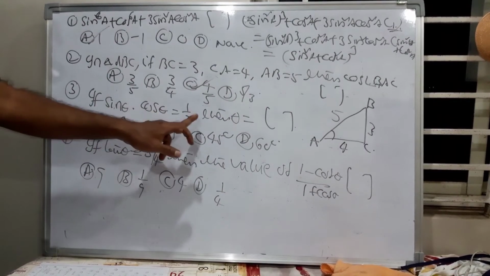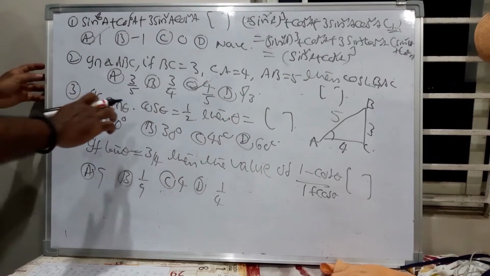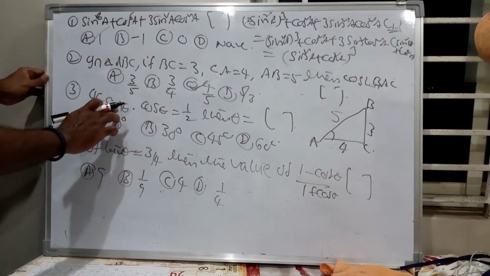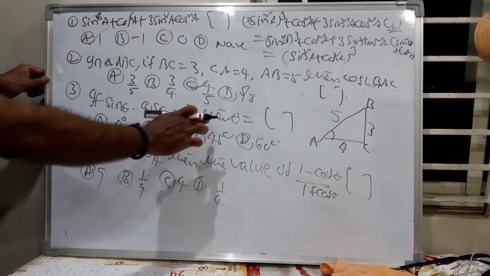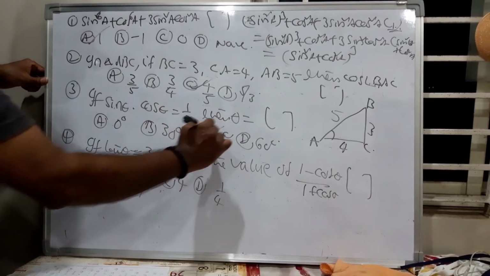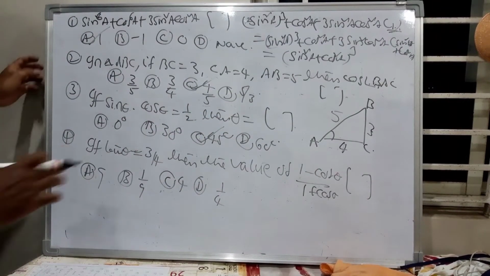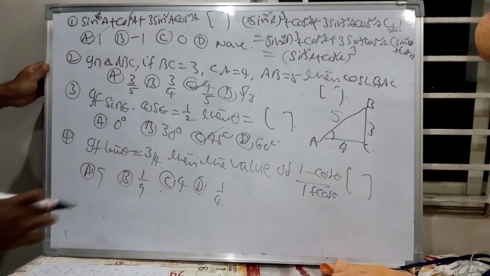Sin theta into cos theta is 1 by 2, then theta is equal to. This is possible when theta is equal to 45, because sin 45 into cos 45 is 1 by root 2 into 1 by root 2, which is equal to 1 by 2. This is possible only when theta is equal to 45. This option is 45.